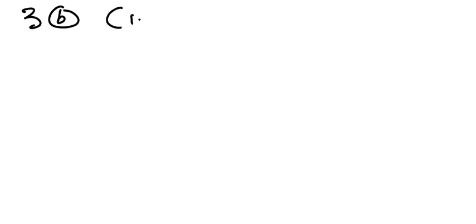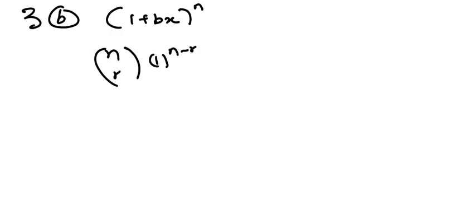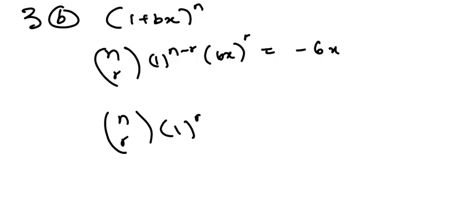So they're saying we have 1 plus bx to the power n. When we say n choose r of 1 to the n minus r, bx to the power r. We need to get the coefficient of x squared is what? I mean x. They're saying it is negative 6, negative 6x. Then again we do the same thing. That's n choose r, 1 to the n minus r, then bx to the power r again. Equate this to 24x squared.